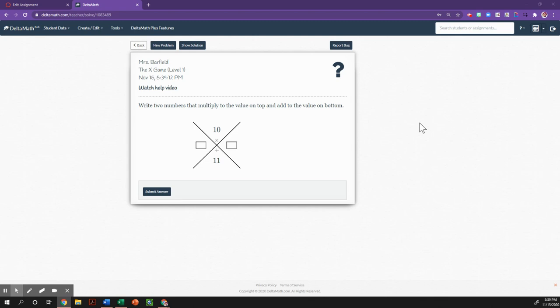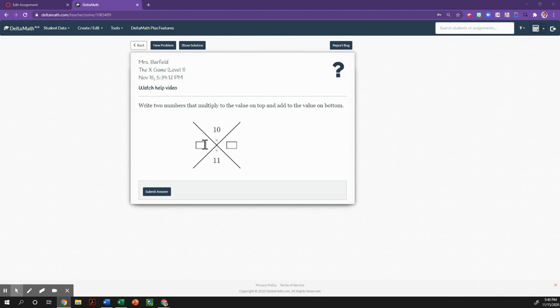All right, so we're going to start off this unit with a game, all right? I call these X puzzles. Delta Math calls them the X game. But basically, you have to have a really strong grasp of your multiplication problems and what two numbers multiply together to equal one number, because then we're going to add a step and you're going to add them as well. All right, so it says right here, write two numbers that multiply to the value on top and add to the value on bottom.